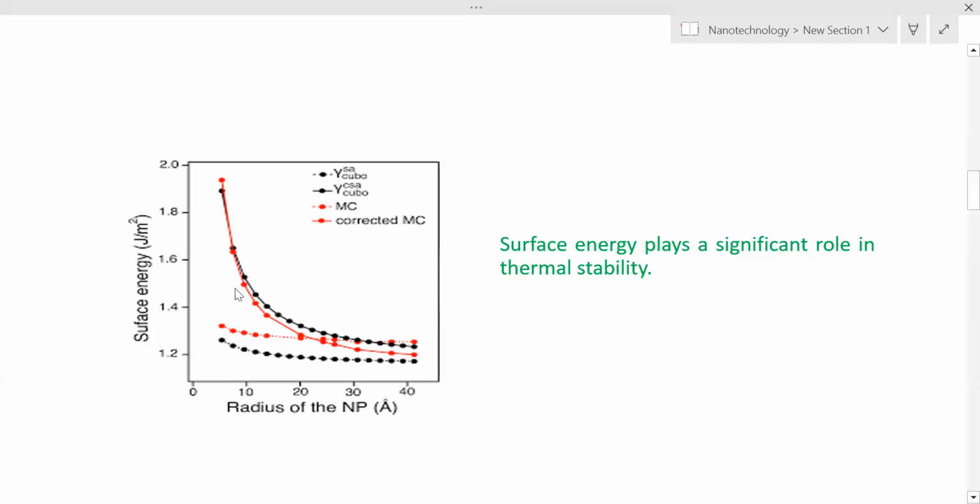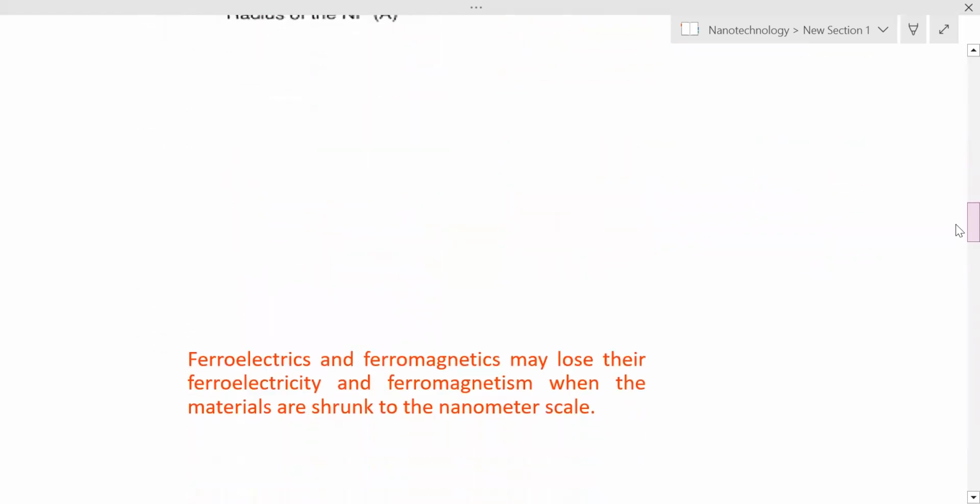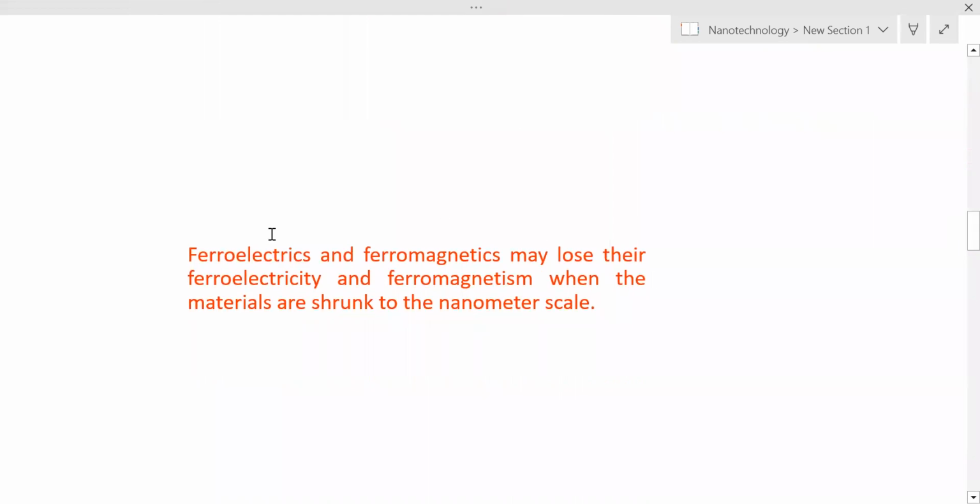Here you can see the surface energy versus radius of the nanoparticle for a particular material. As the radius of the nanoparticle decreases, the surface energy increases, because the number of surface atoms in a nanomaterial is more compared to bulk material. Compared to bulk materials, nanomaterials achieve stability at a lower temperature. So when we reduce the size of ferroelectrics and ferromagnetics, they achieve stability at lower temperature compared to their bulk. These ferroelectrics and ferromagnetics at nano size will lose ferroelectricity and ferromagnetism because they get stable at low temperature.